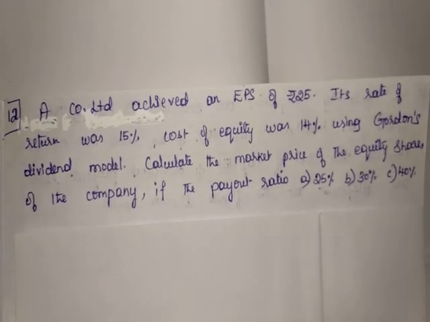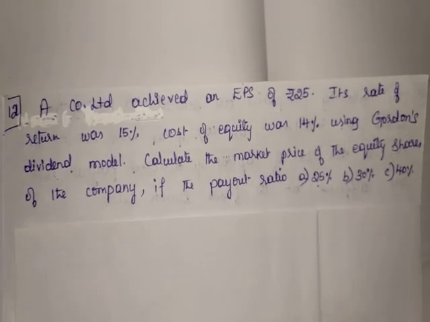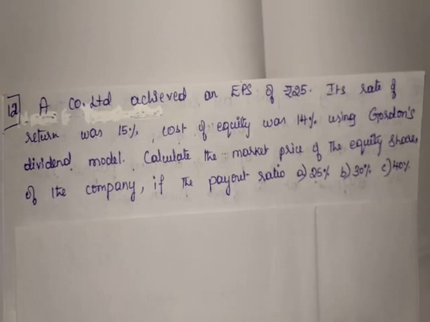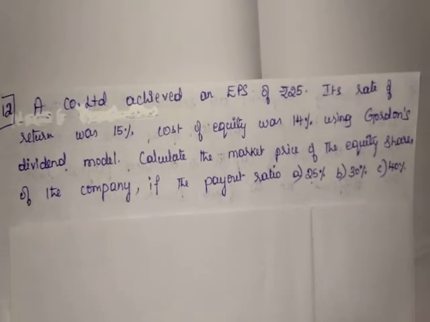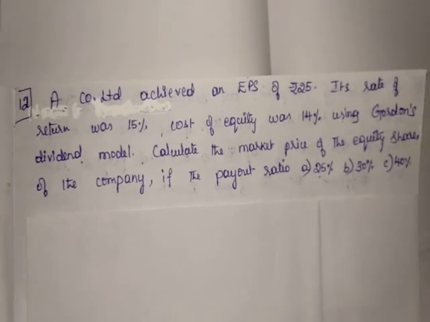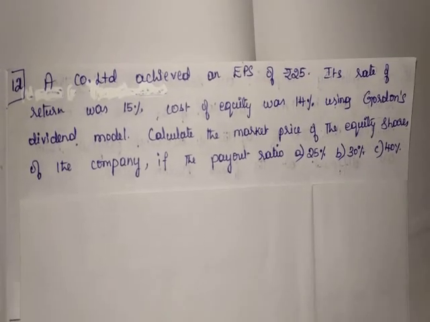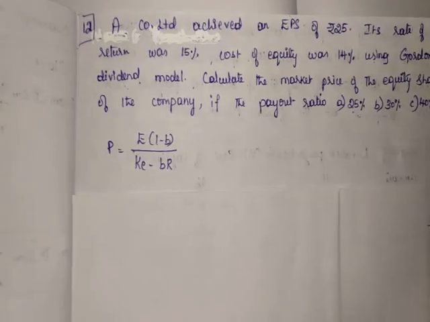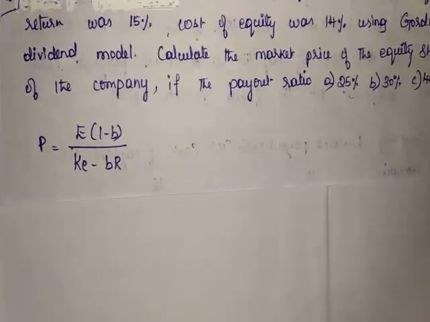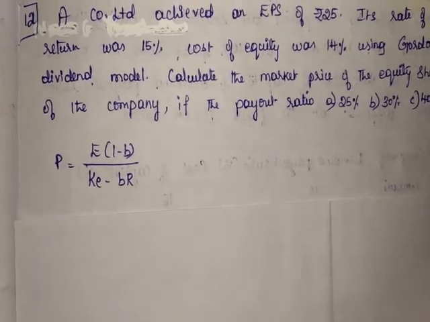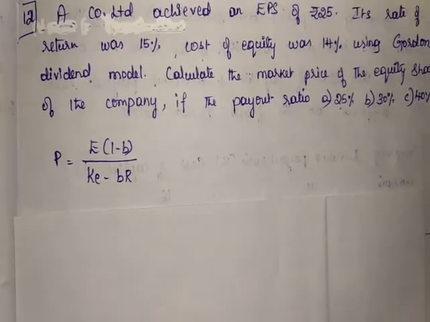Using Gordon's model, calculate market price, that is P, of the equity shares of the company, if the payout ratio is 25%, 30%, and 40%. So payout ratio means what? Payout ratio, as per the formula of Gordon's model, it is 1 minus B. Here is the formula: P is equal to E into 1 minus B divided by KE minus BR.